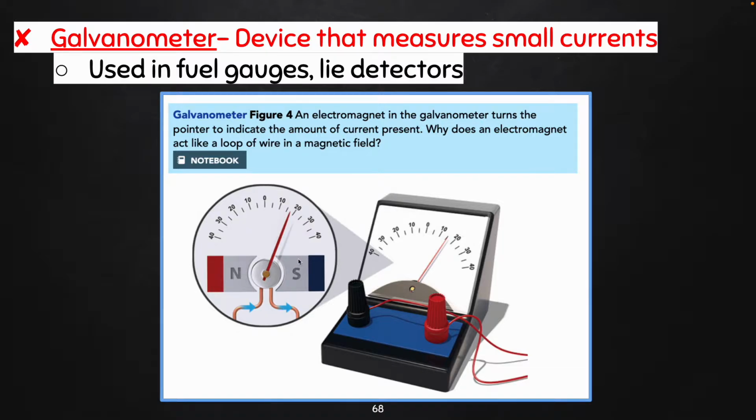You see in the picture on the left-hand side here, okay, how does this thing work? Why does an electromagnet act like a loop of wire in a magnetic field? So why does it act like a loop of wire? What did we say a loop of wire does, right? It's turning, right? Okay, so use that to answer the question there in your book.